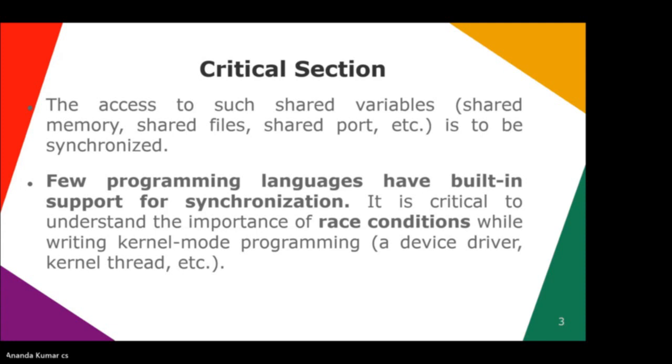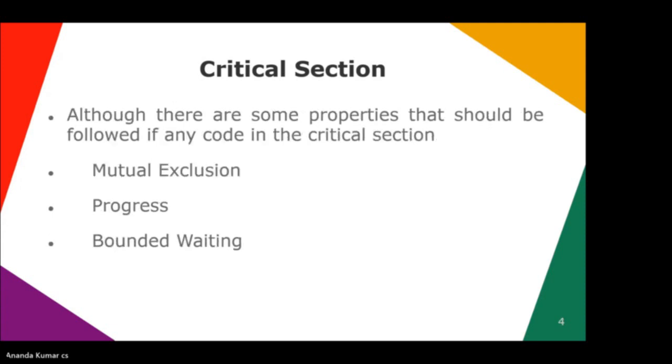It is critical to understand the importance of race condition. Race condition means programs are executed simultaneously. Then there are three characteristics in the critical section: one is mutual exclusion, another is progress, and then bounded waiting. We will see the definitions of these three characteristics later in this video.